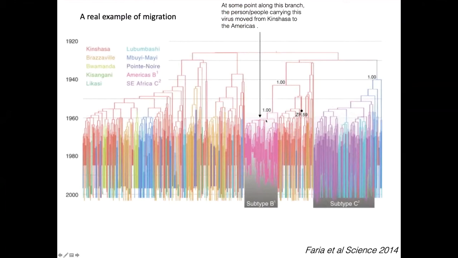Obviously the resolution of this is limited, and these branches are very long, involving 25 years, so there were probably multiple transmissions and multiple migration events. But the end result is that there's a continuous lineage where viruses passed from cell to cell and person to person, migrated from Kinshasa towards the Americas. And there is a single founder for all of the viruses in the Americas that dates to about 1955. All of the subsequent viruses.